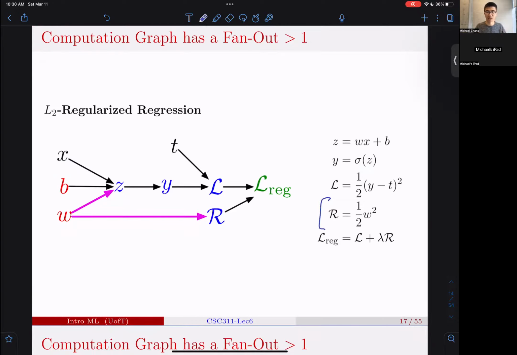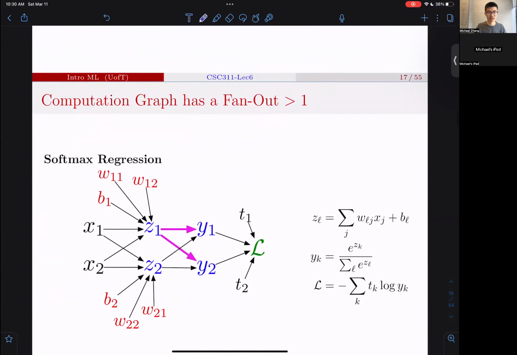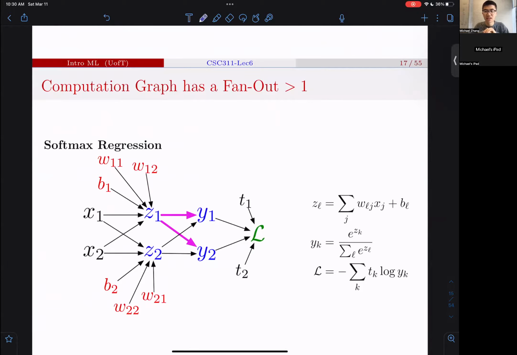And this is actually the more general case. You can consider for neural networks, if we draw out the computational graph for a neural network, it might look something like this if we have one hidden layer. And you can see here that if you look at the intermediate variable z1, it's going to affect both y1 and y2, which both affect L. So now we again have two paths to the final loss.